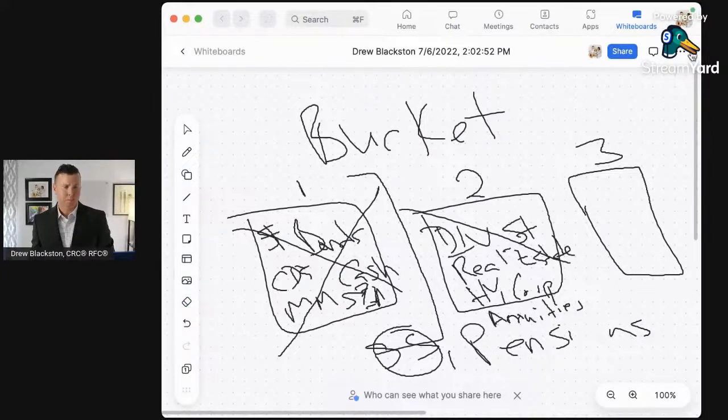So let me erase some of this. I don't know if I can clear all this. How do I do that? I'm using this new board thing with Zoom, and I'm still learning it.